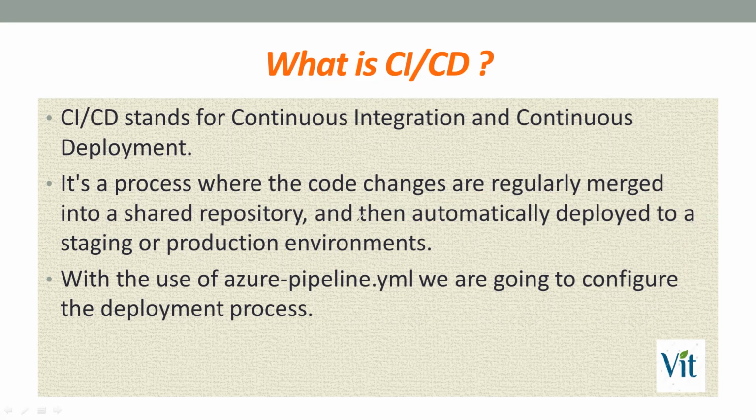CI/CD stands for continuous integration and continuous deployment. Without manual intervention, it is going to deploy. That's what you have to remember. So while deploying into CloudHub, there is no need for a manual process. You have to set up an Azure pipeline, and the Azure pipeline is automatically going to get it deployed.